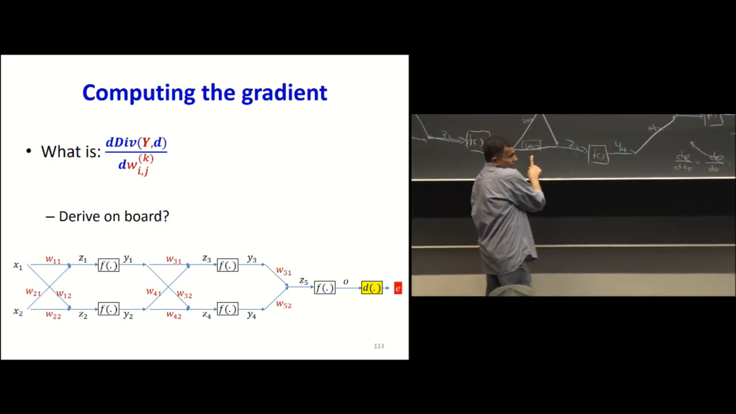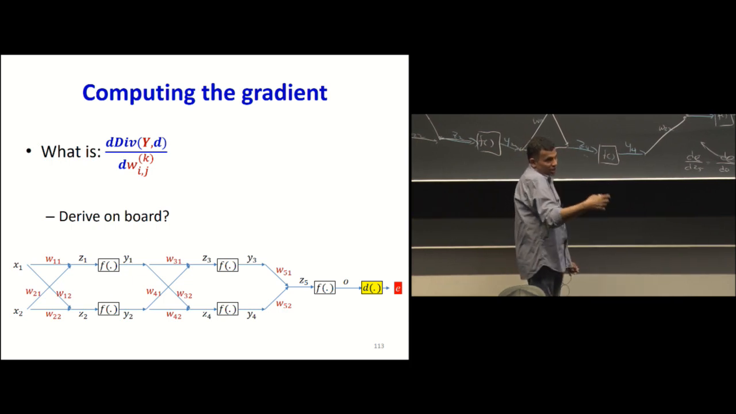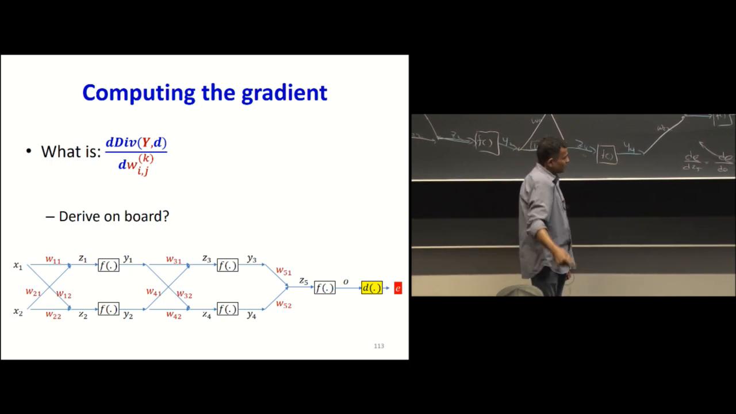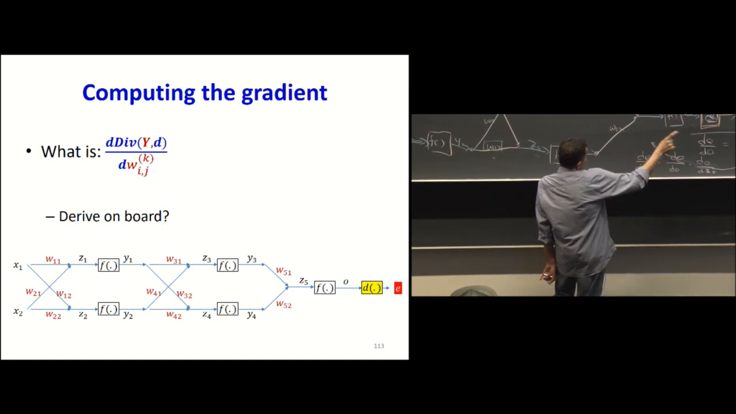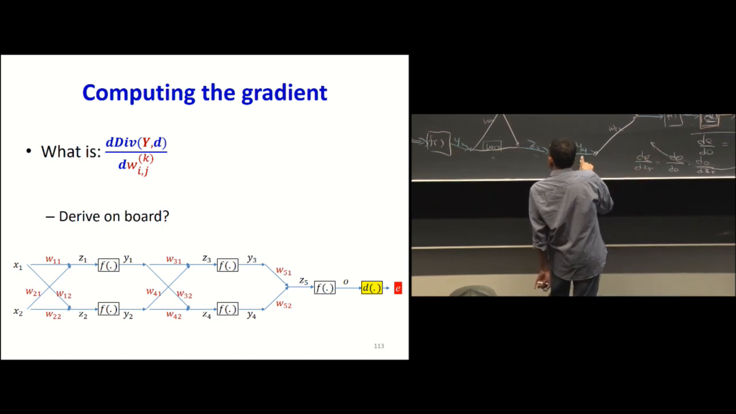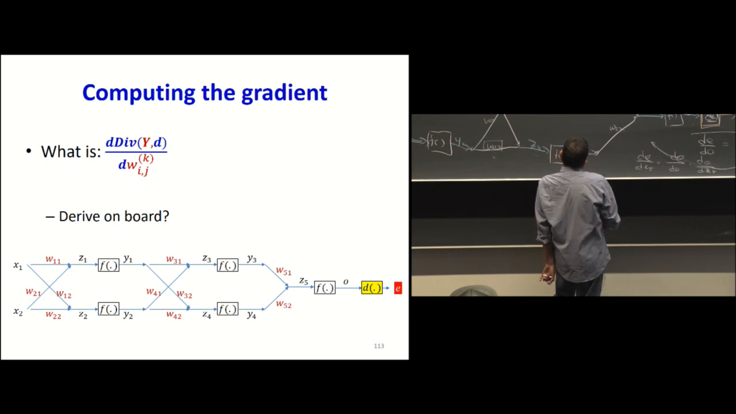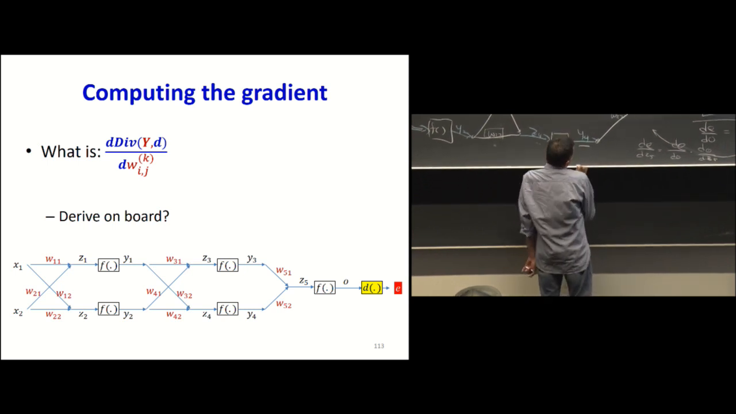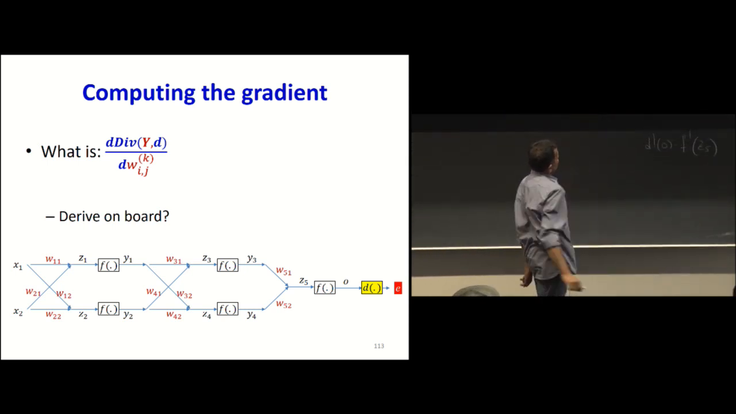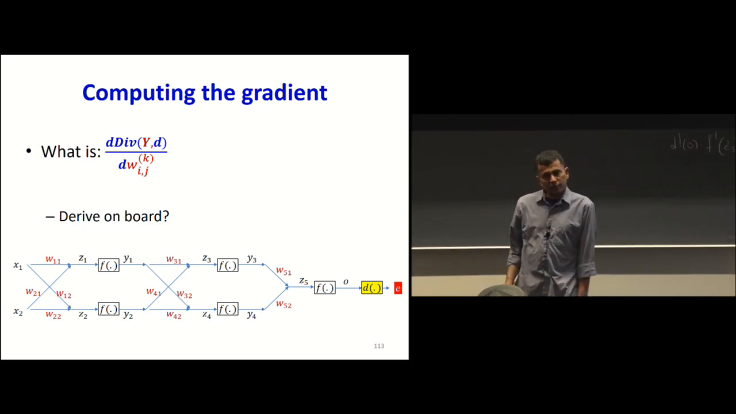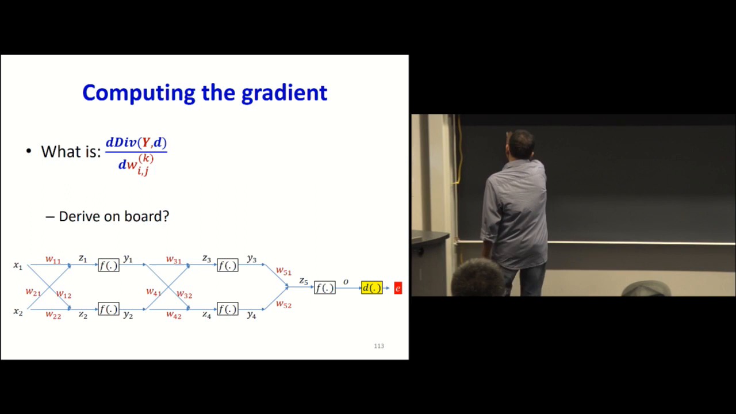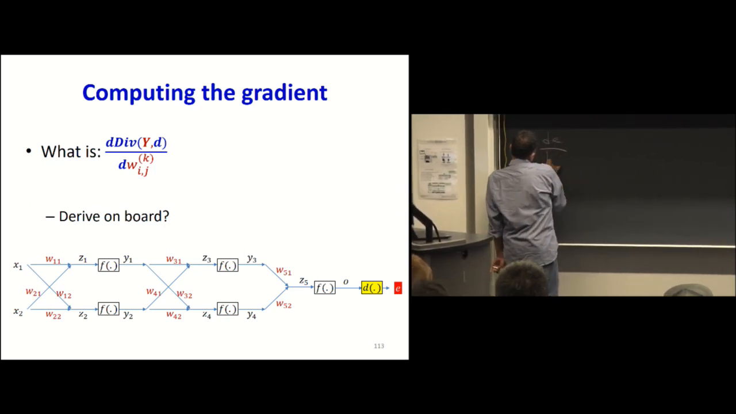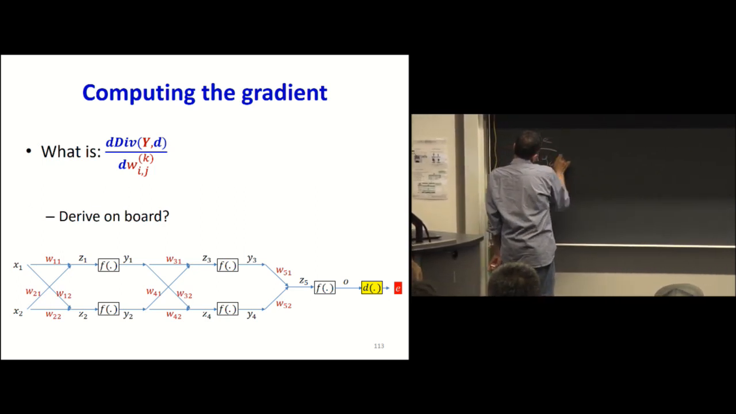Changing this changes a bunch of things. So I would like to compute now the derivative of E with respect to this term, y4. What is that going to be? So what is the derivative of E with respect to y4?